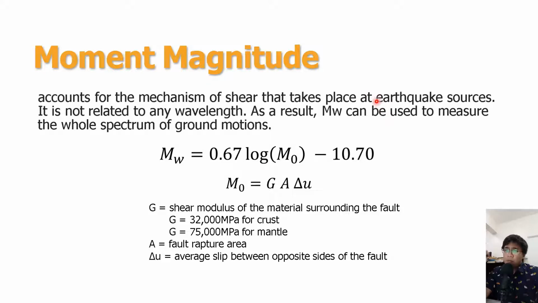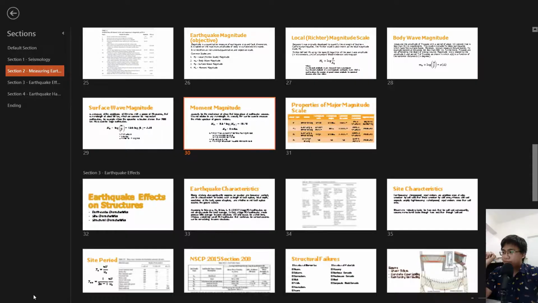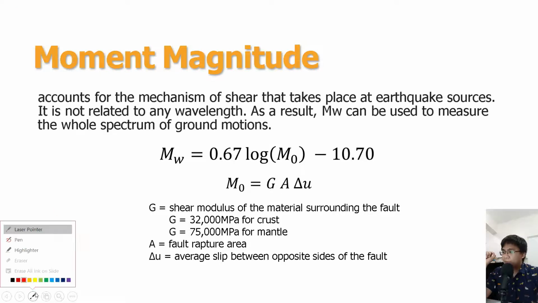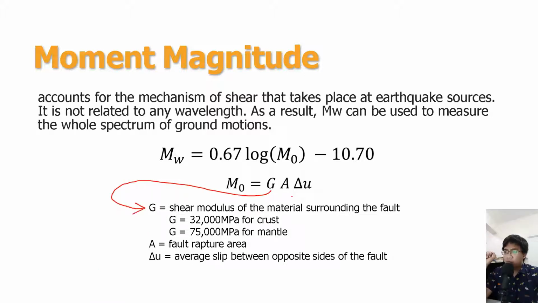So, basahin nyo na lang, ipapost ko rin naman yung PowerPoint na to sa ating canvas. So, basically ito yung formula niya. 0.67, sa ibang equation, I believe it's 2/3. 2/3 yan. Pero sa libro na ginamit natin, 0.67. Logarithm of M sub 0. M sub 0 is G times A times the average slip distance. Oops, sorry. G is the shear modulus ng earthquake.